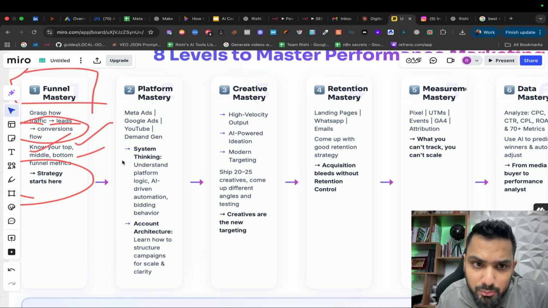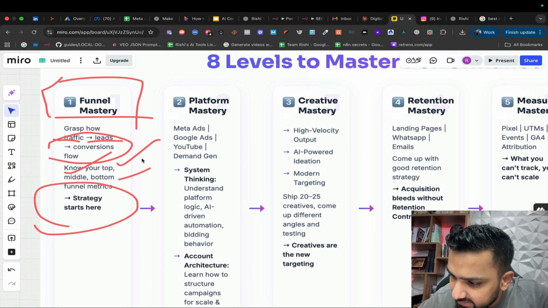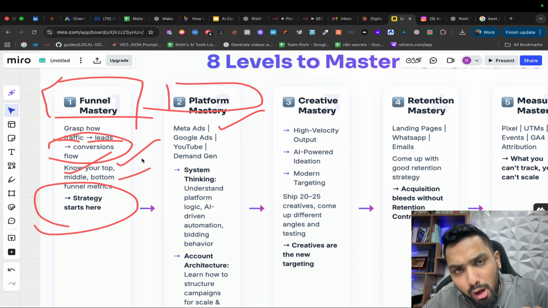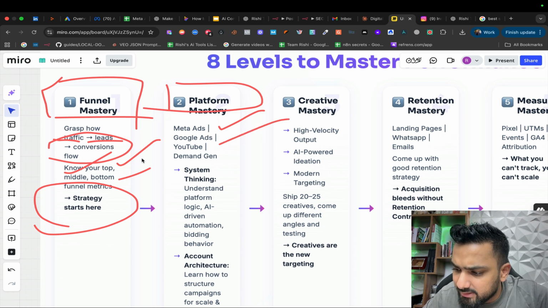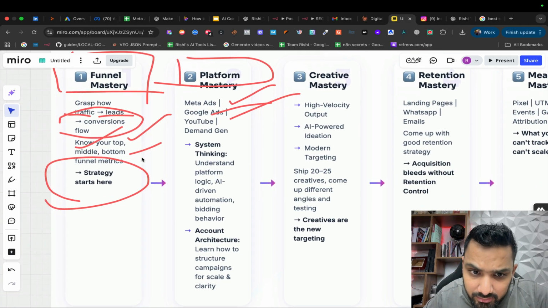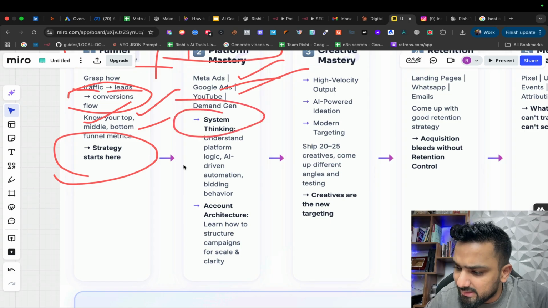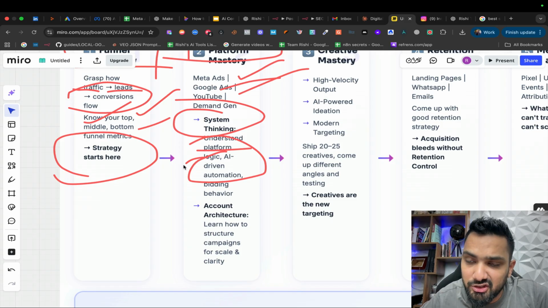The second thing that we want to master is the platform mastery itself, which is basically understanding Meta ads, what are the buttons you need to know inside, what each option does, understanding YouTube ads, demand generation ads, Google ads, and everything together. Here what you need to build is system thinking, right? Which is to understand the logic of the platform, what are AI driven automations today and how they're changing the entire game of performance marketing. What's the bidding behavior, the algorithm, what's the auction, what is the bear method, and so much more.